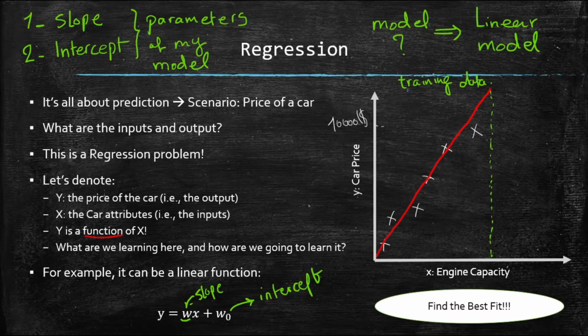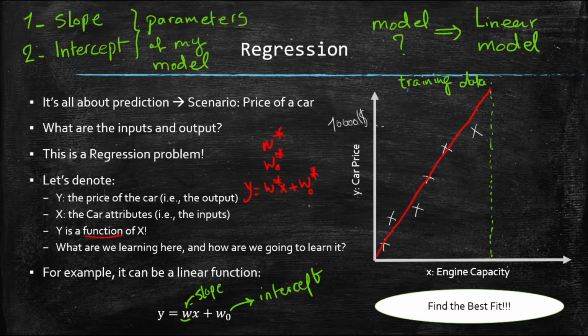But I'm digressing. So let's say that this red line is the one that we've come up with, and it has a certain w and a w0. Let's say that we have found the w star and the w0 star. And say that our optimal model is y equals w star x plus w0 star. Now, we found this using our training data.